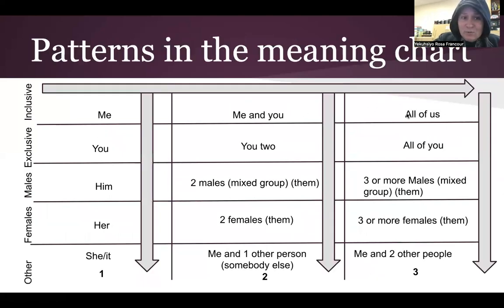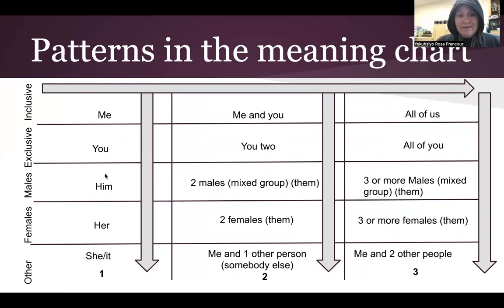Okay, so let me go to the next one. Rows, the first one, it is inclusive, me and you and all of us. Me, as a speaker, I'm included in every single one of those. The second row, you two, you all, it is exclusive. As the speaker, I am not included. It's you two, or you all, or all of you.